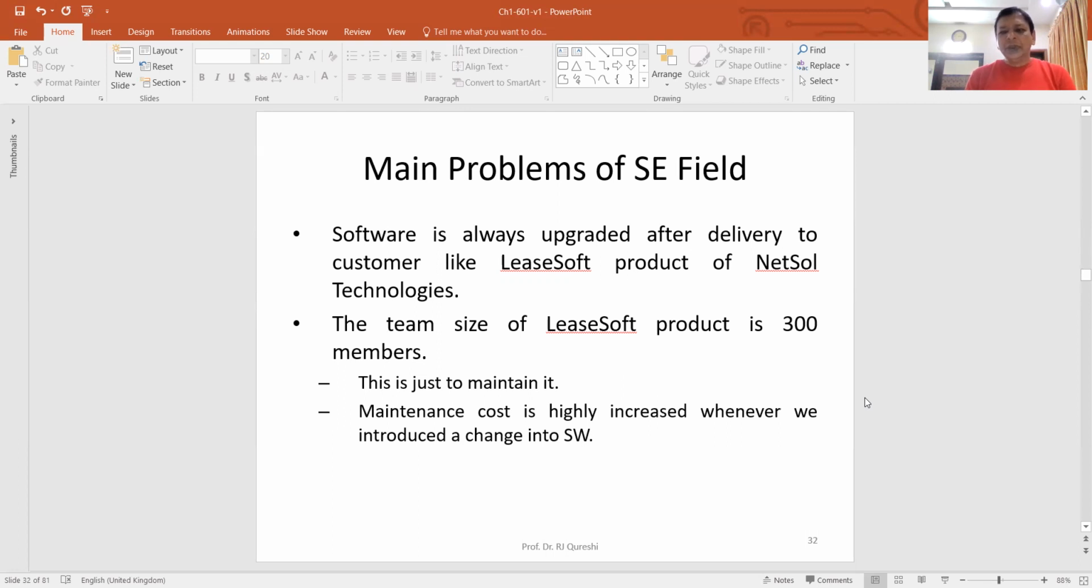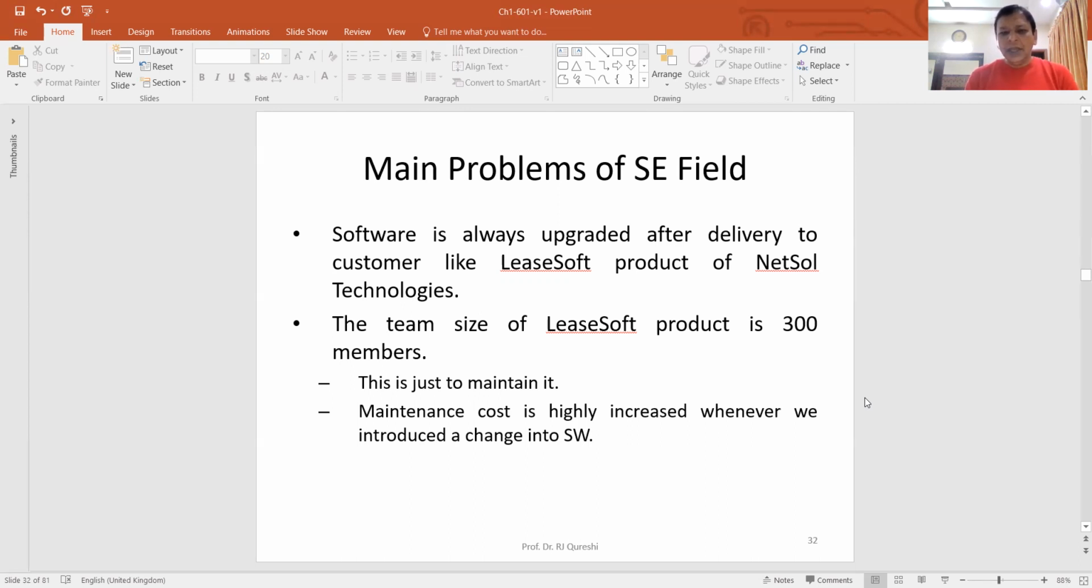Another problem, software is always upgraded after delivery to the customer. Like LeaseSoft, product of NetSol Technologies, is the leading company of Pakistan and first company in Pakistan who achieved CMM level 5. And it was developed as a leasing software for BMW, Mercedes, Nissan. Now it's a complete financial package, financial suite. And then you need large teams.